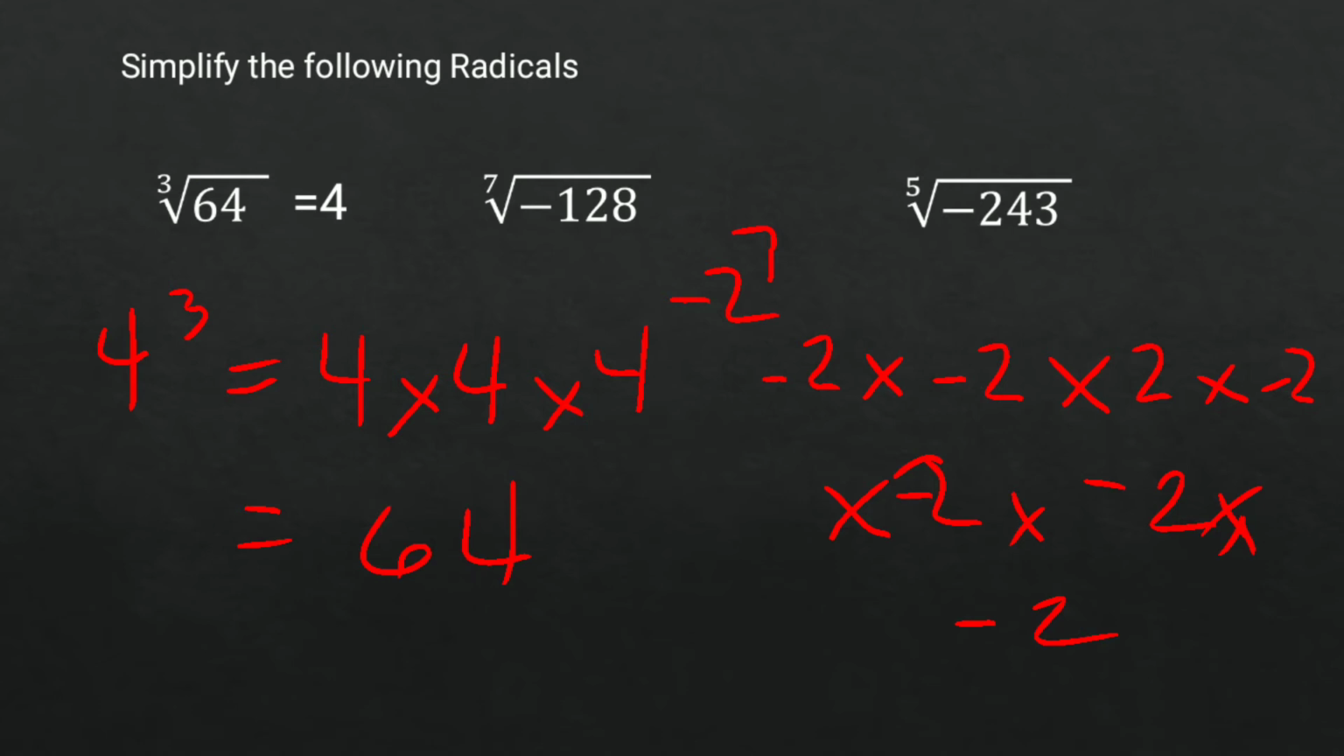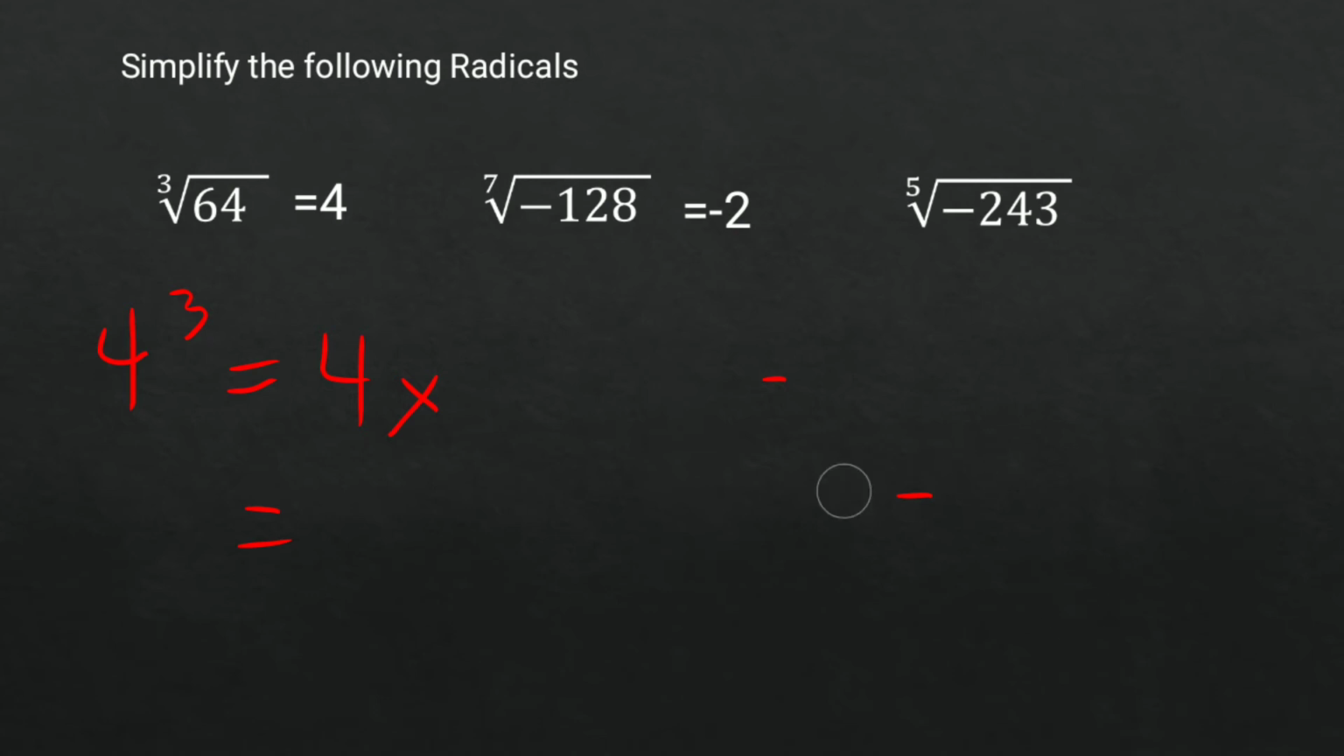If you multiply negative 2 by itself 7 times, it will give you negative 128. So our answer here is negative 2. For our third example, we have the 5th root of negative 243. Our answer here is negative 3, because negative 3 raised to the power of 5 is equal to negative 243.